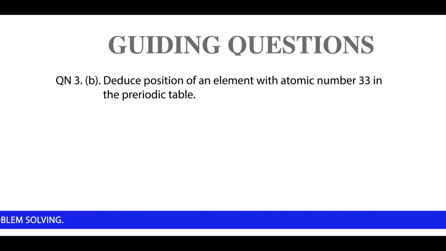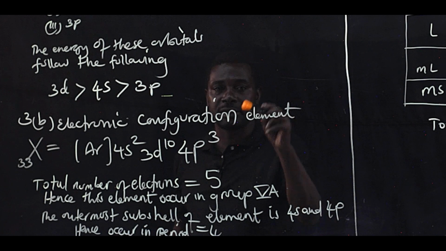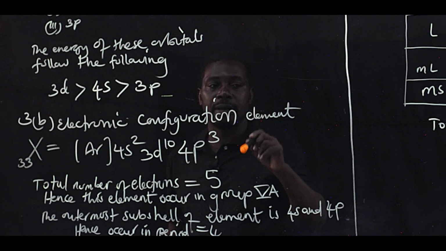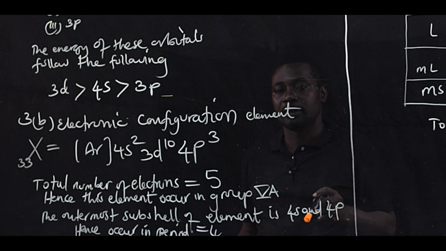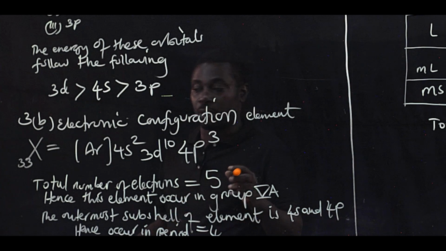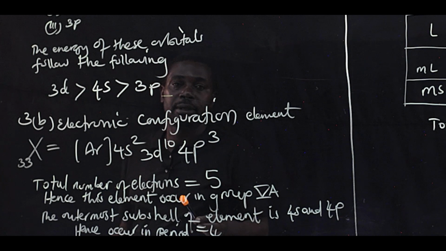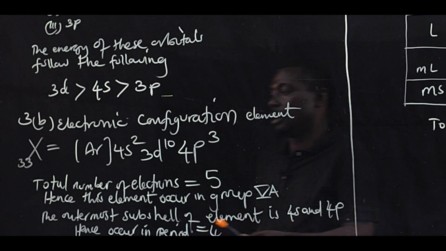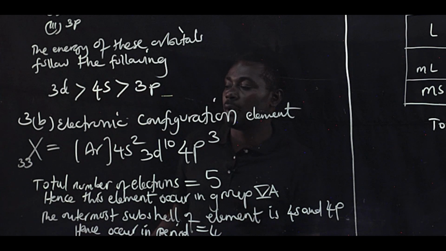Question number 3b: deduce the position of an element with atomic number 33 in the periodic table. We are supposed to identify the position of this element in the periodic table. In order to identify it, we are supposed to use the electronic arrangement of this element, but not the atomic number. So let's write the electron configuration of the element having atomic number 33.